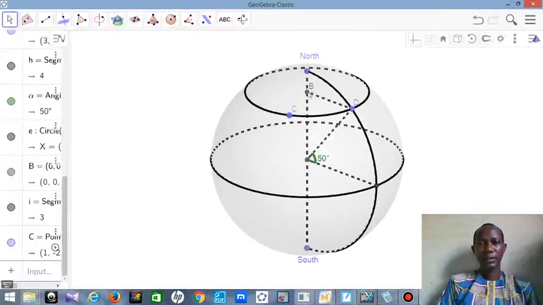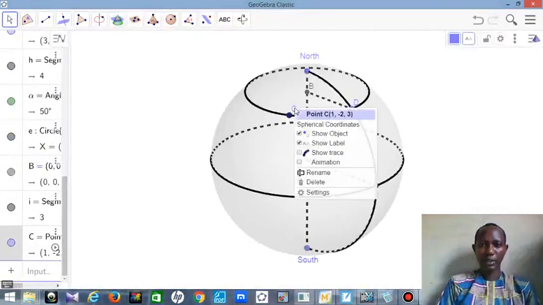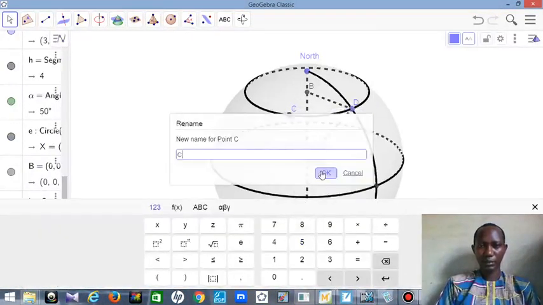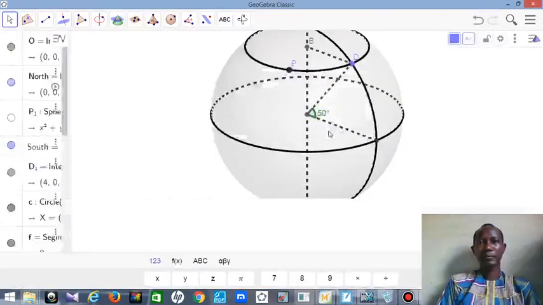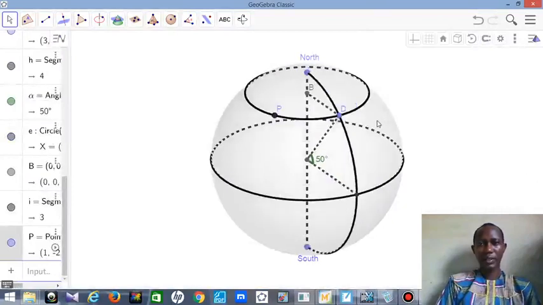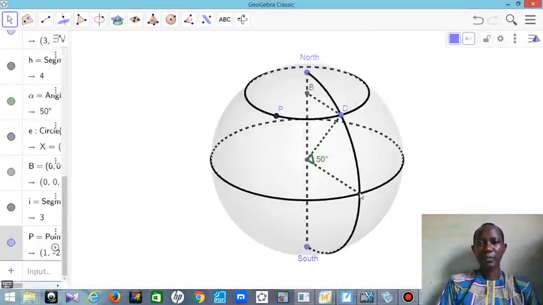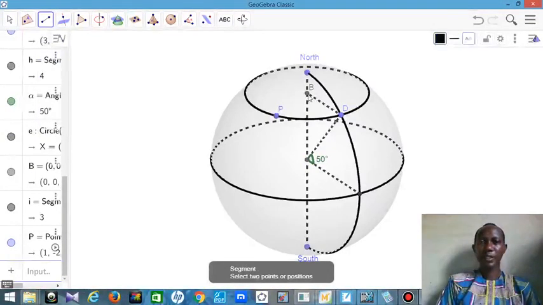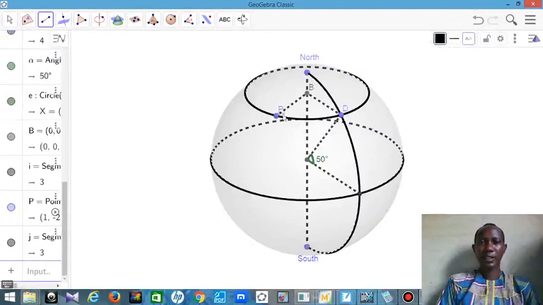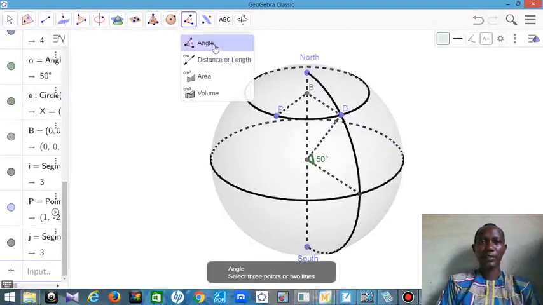Okay, so this is point P. Actually, point P from reference 0 rises to this point here, 50 degrees. Then it moves 60 degrees towards the west side. So let me put in our radius, then let's put in the angle.